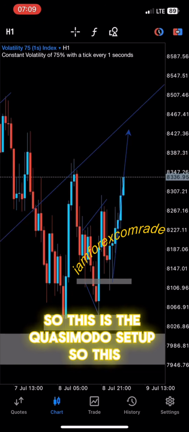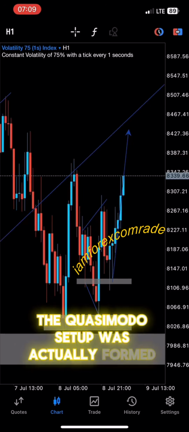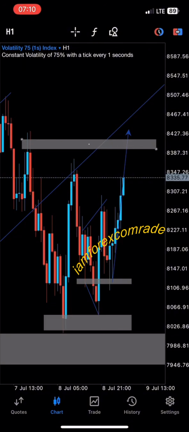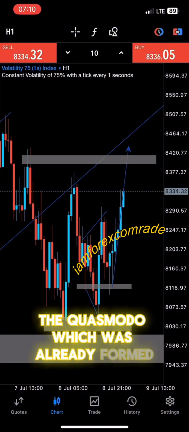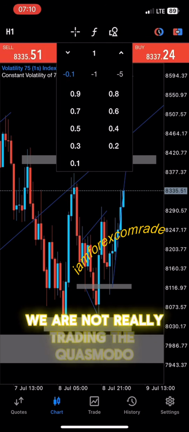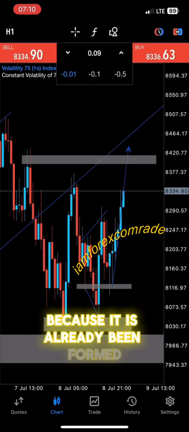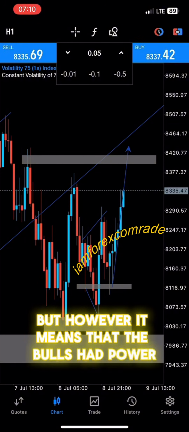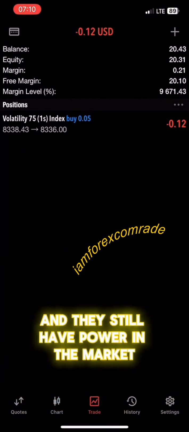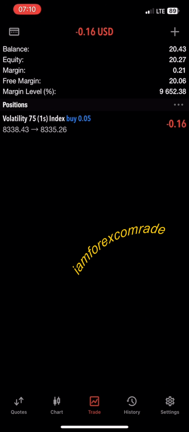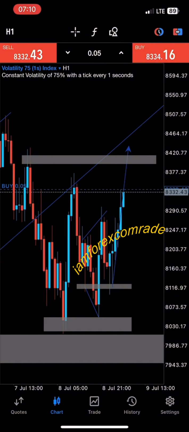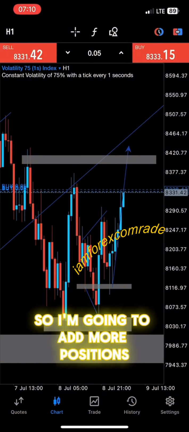The Quasimodo setup was actually formed and completed. So we are just going to trade along the Quasimodo, which was already formed. In other words, we are not really trading the Quasimodo because it has already been formed. However, it means that the bulls had power and they still have power in the market. So at this point, the market is going to buy, so I'm going to add more positions.